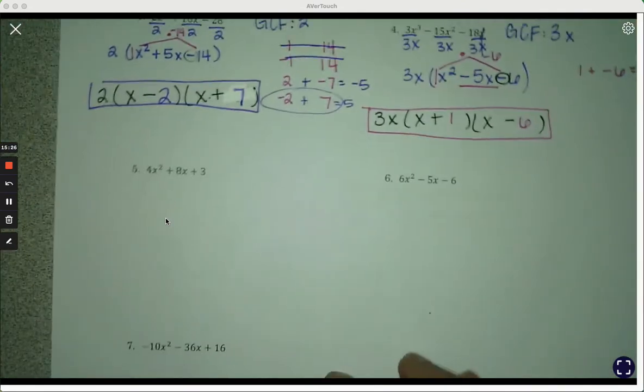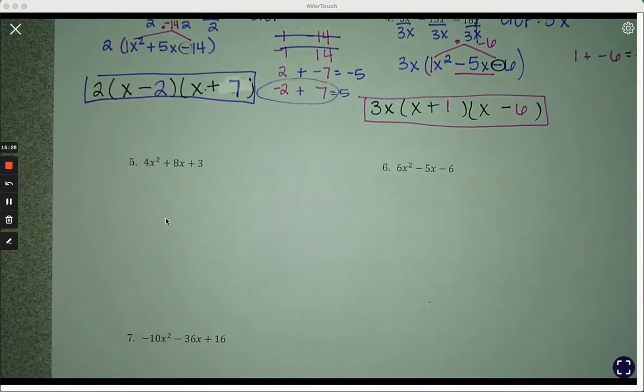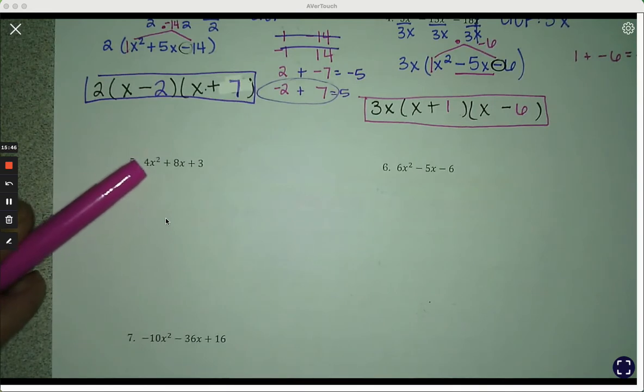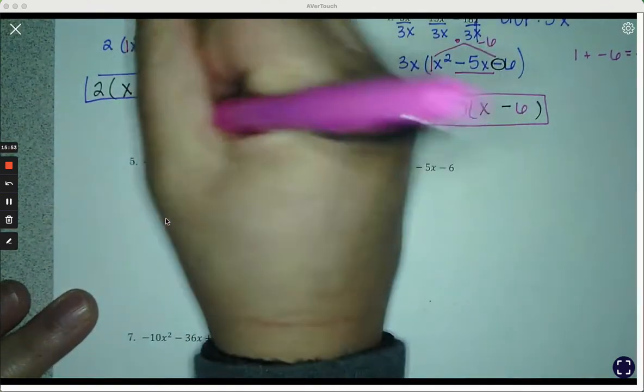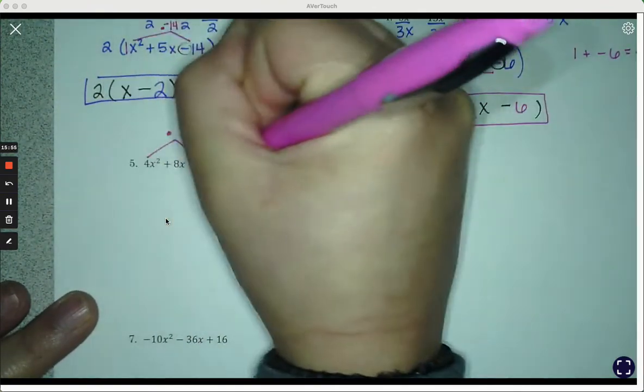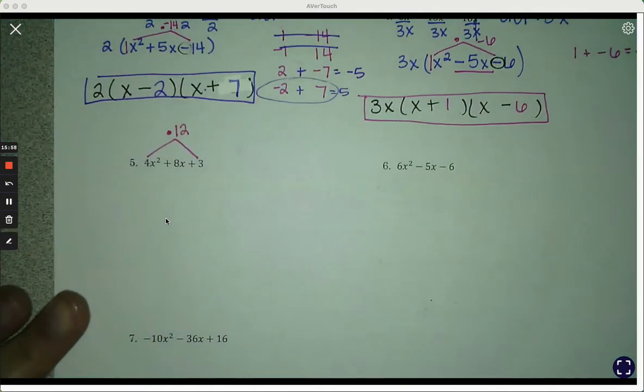So now, looking at number 5. First thing a lot of people assume looking at number 5 is just that we can automatically factor out a greatest common factor, but unfortunately none of these numbers have anything in common. So the first thing we're going to do, because we have a coefficient in front of the x squared, we're going to go ahead and find that magic number. So 4 times 3 is 12.